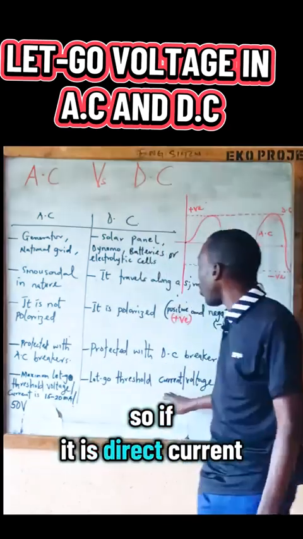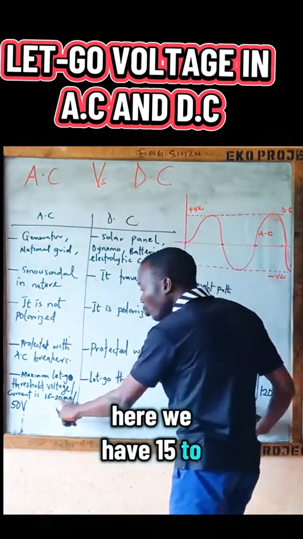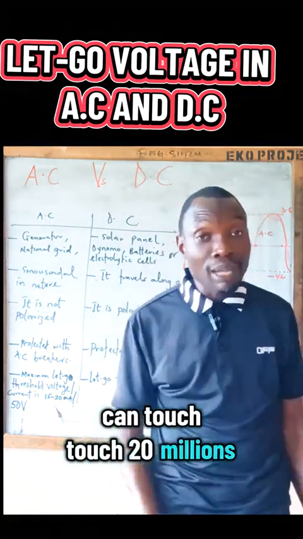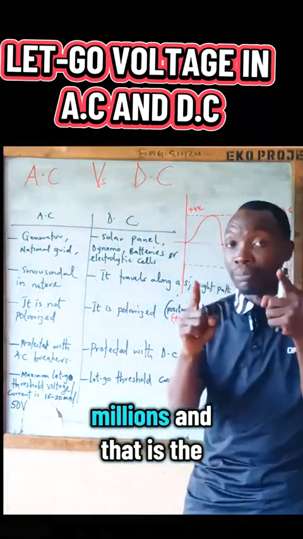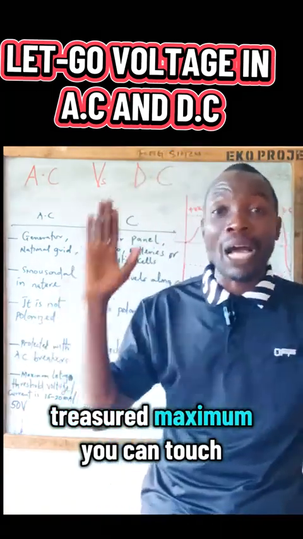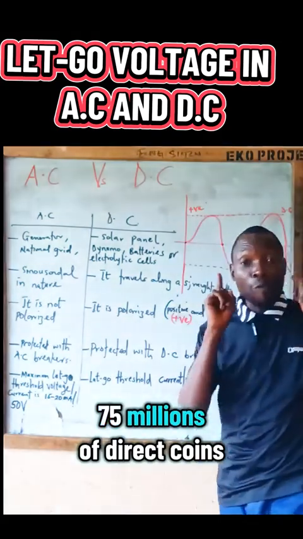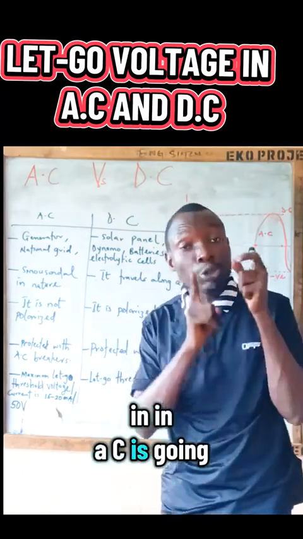So if it is direct current, let us see. Now, direct current, if you look at it here, we say 15 to 20 milliamps. But in direct current, you can touch 20 milliamps, 30 milliamps, 40 milliamps, up to 75 milliamps. And that is the threshold. Maximum you can touch. If you touch current above 75 milliamps of direct current, the same thing that happens in AC is going to happen to you.